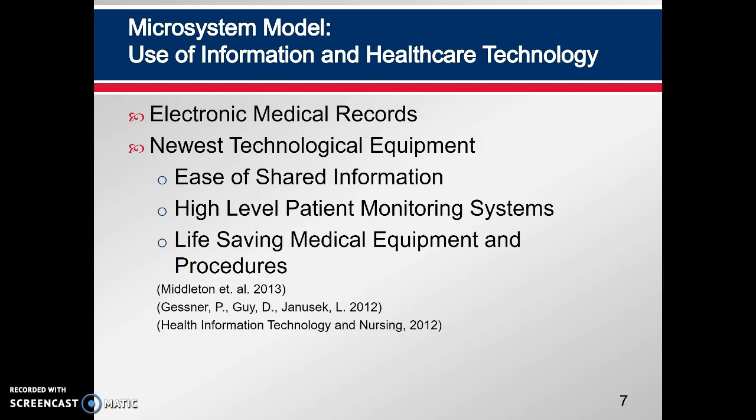Electronic medical records and the newest technological equipment. In the ICU, newest technological equipment is very important, and the electronic medical records have the ease of shared information. We also have life-saving medical equipment and procedures. EMR, CPOE, and practice partners improved healthcare and shared information tenfold. The ease of transfer of health information continues to improve patient-centered care and decrease medical expenses for the patient and organization.